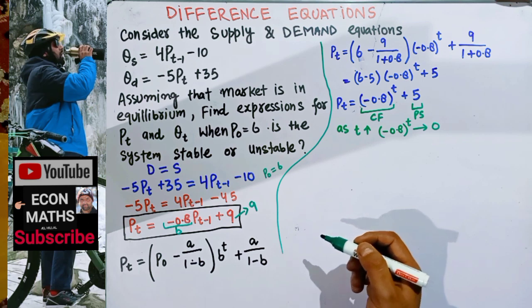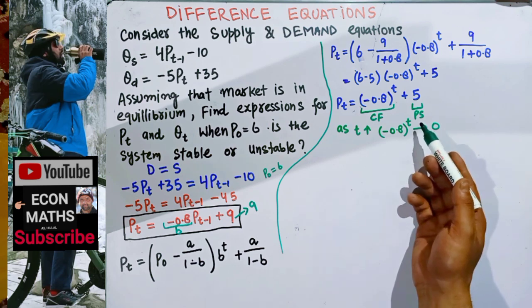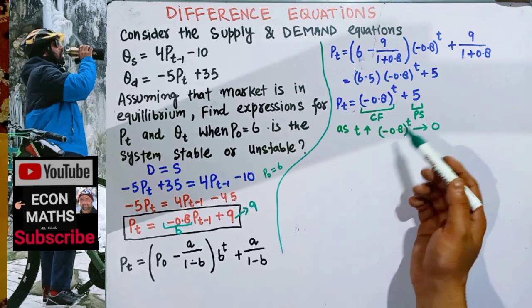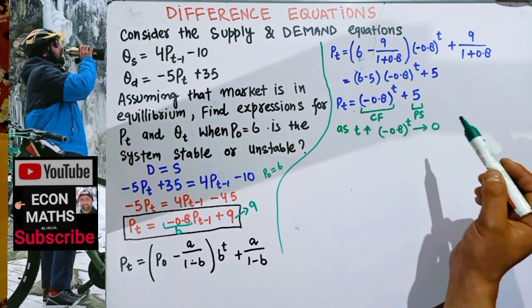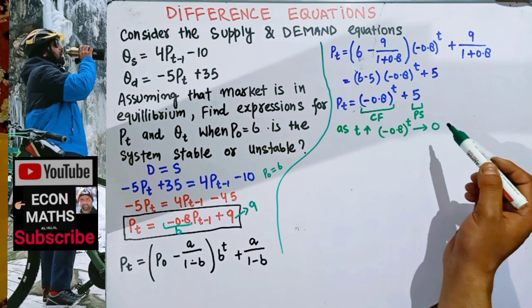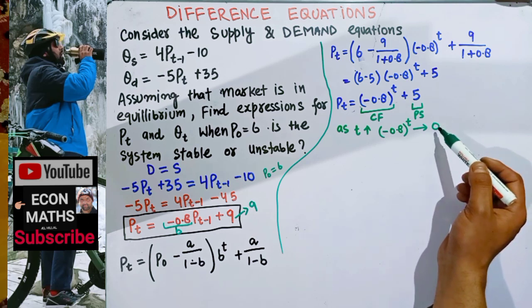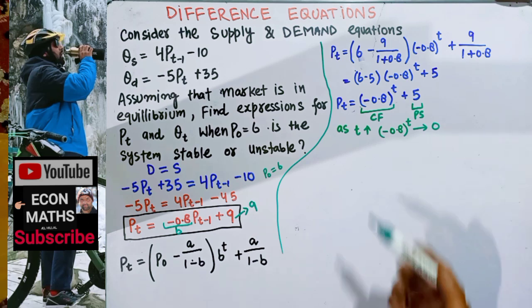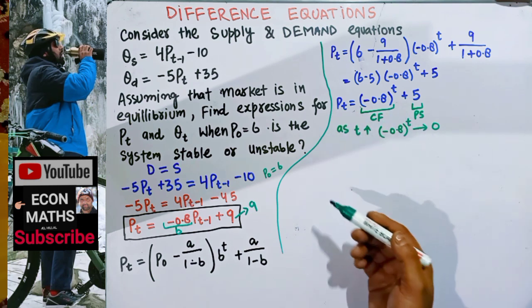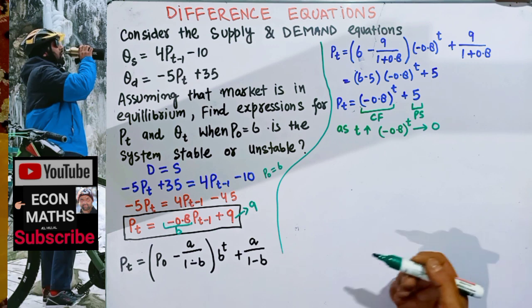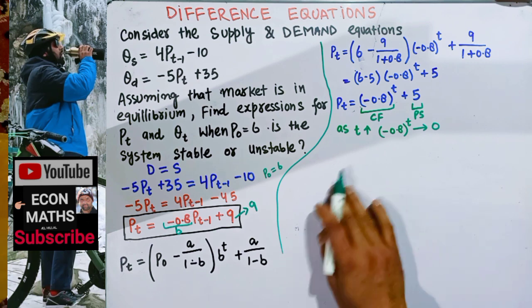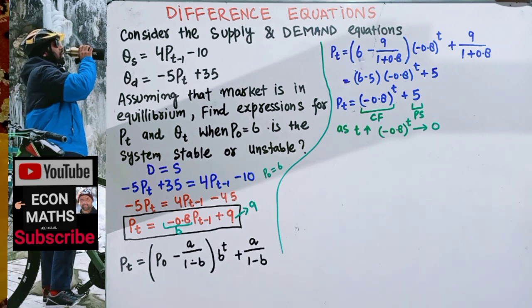So as t increases, this complementary function approaches 0. So we can say that the system is stable. This is actually a stable equilibrium. Okay, so I will also explain with a graph.